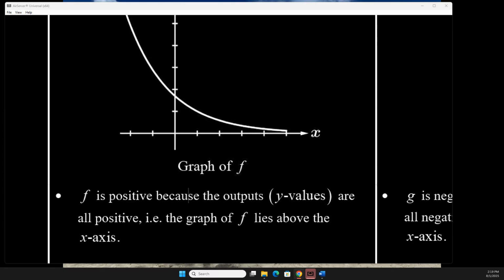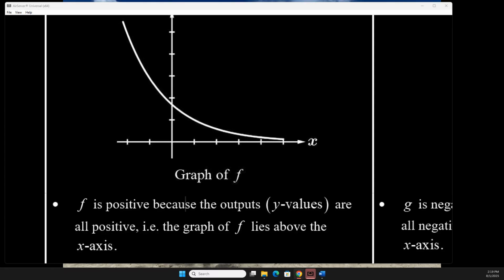So this kind of looks like exponential decay. I don't know if it is, but that's what it looks like. And so it says that this function f is positive because all the y values are positive. It's all graphed above the x-axis, so that's why it's positive, because it's up here.